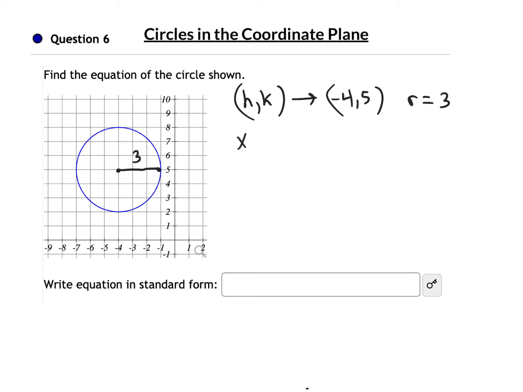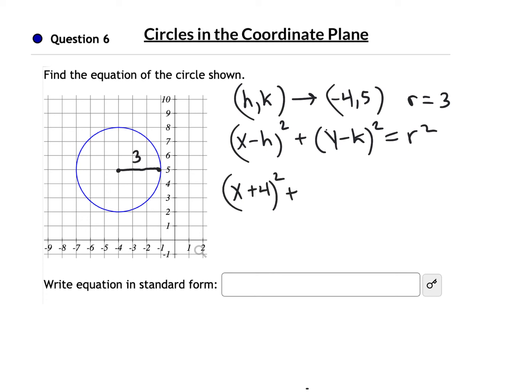Our formula becomes x minus h, x minus negative 4, that's a double negative, so it's plus 4, y minus k, y minus 5, equals r squared, which is 9. And there's the equation.